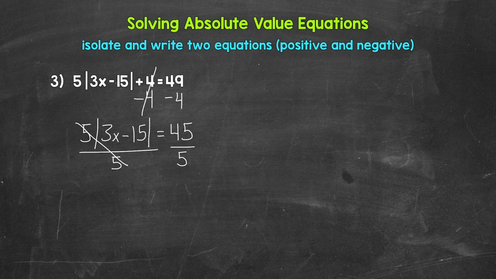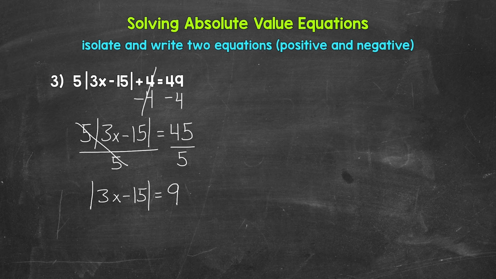These 5's cancel each other out. And now we have the absolute value of 3x minus 15 equals, and then on the right side, 45 divided by 5 gives us 9. So now we have the absolute value of 3x minus 15 equals 9. So the absolute value is now isolated.